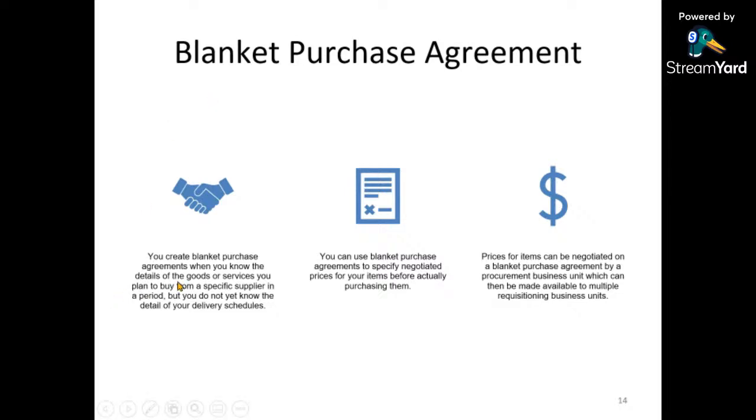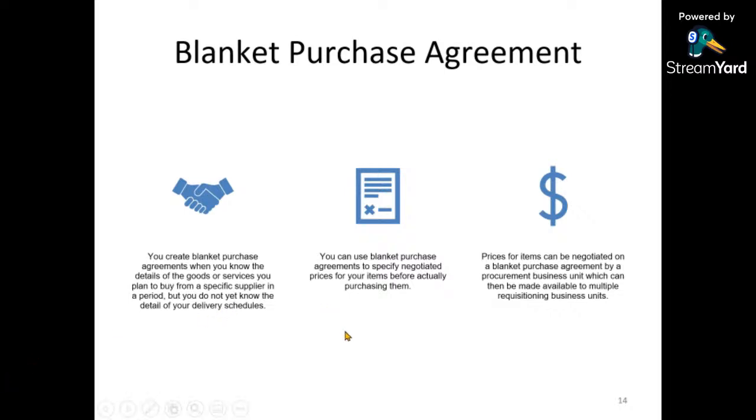You create a blanket purchase agreement when you know the details of the goods or services you plan to buy from a specific supplier. Let's say I know I'm going to purchase some laptops and furniture from a particular supplier. One is from a Dell supplier and one is from a specific furniture supplier. I'm going to purchase a few items that I'm very sure about, but we don't know when exactly we need them. I might need the product maybe in a week, maybe after a month, or maybe after 6 months, or whenever possible.